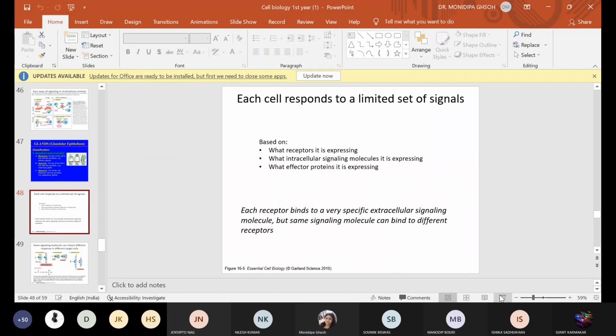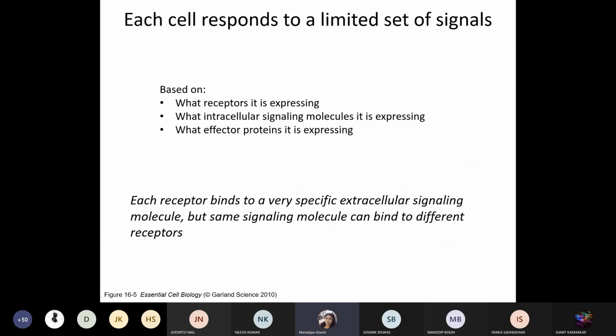Now, each cell responds to a limited set of signals. It is not that lots of signals are released: chemokines, cytokines, chemoattractants, different interleukins. We will be telling in our immunology chapter what interleukins are. So you just know they are all chemicals, and these chemicals are responsible for creating the initiation step for the signaling cascade. Now, which signal is for which cell?